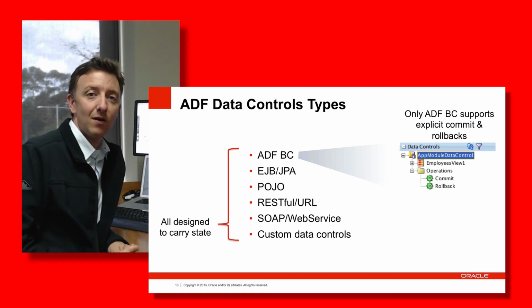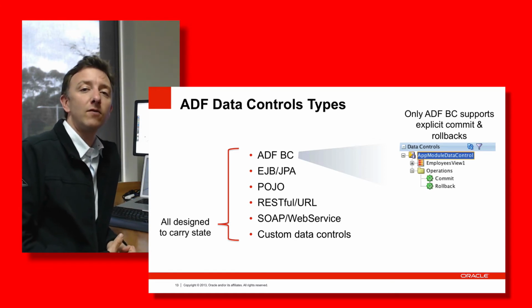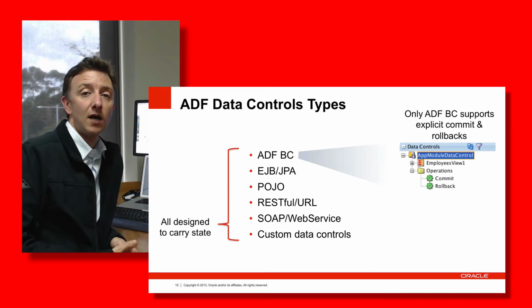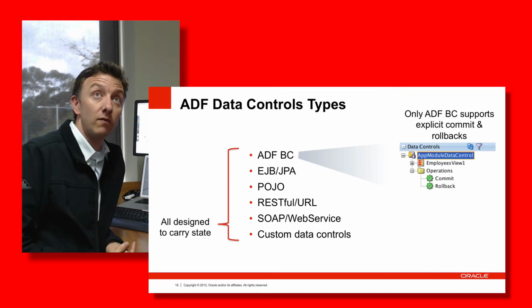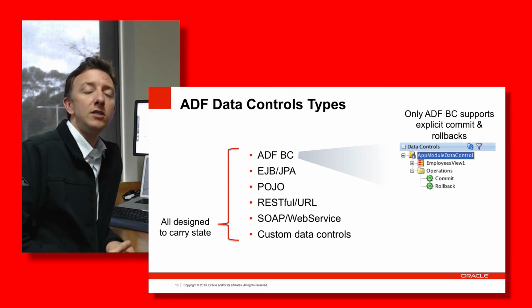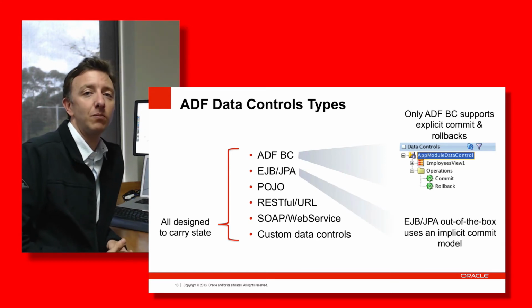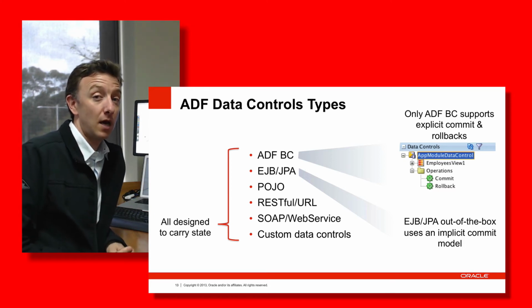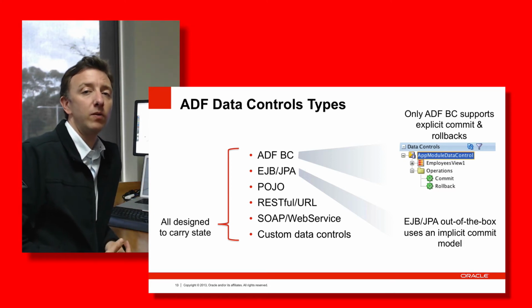However, the caveat I'm building up to here is that unfortunately, in the current releases of JDeveloper and ADF, so that's 11gR1, 11.1.1.7.0, and 11gR2, 11.1.2.4.0, the EJB JPA data control that we've implemented at this stage only supports implicit commits and rollbacks. Okay, so there's a fundamental limitation in the way we've implemented that.